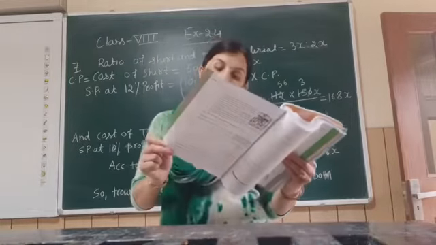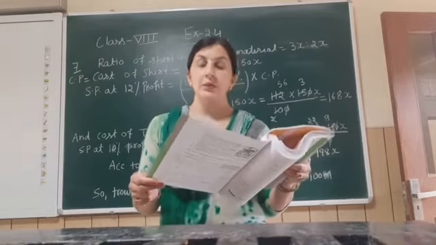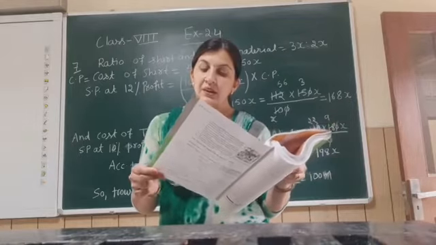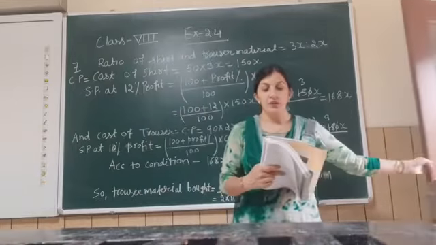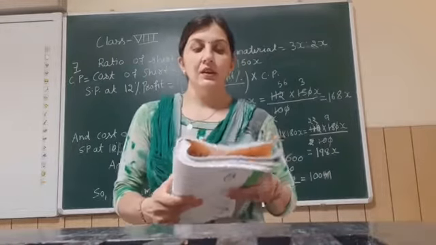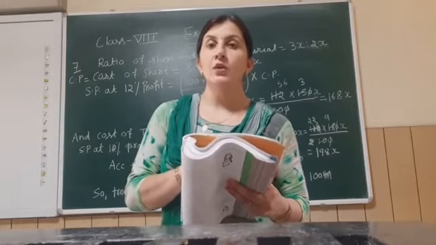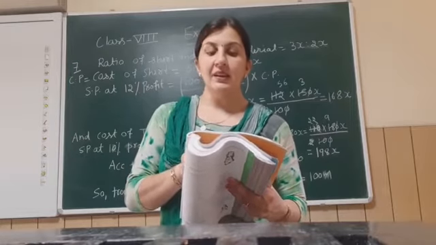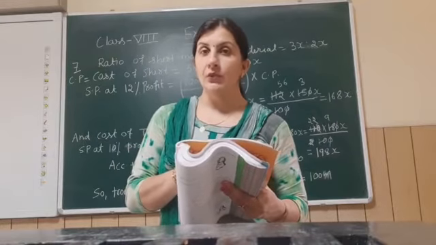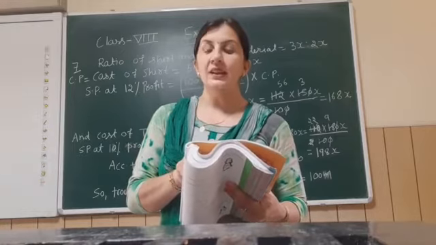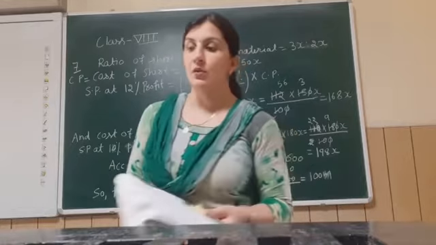Now the question is about shirt material and trouser material. The cost of shirt material is rupees 50 per meter and trouser material is rupees 90 per meter. In the next line they say that for every 3 meter of shirt material he buys 2 meter of trouser material. On the shirt the profit is 12% and on the trouser the gain is 10%. His total sale is 36,600. So they ask how much trouser material did he buy, only trouser material.